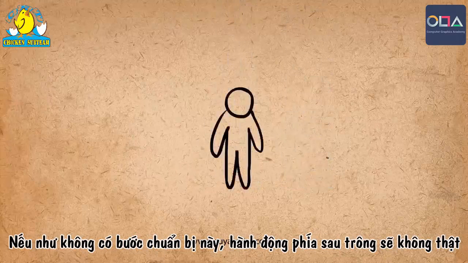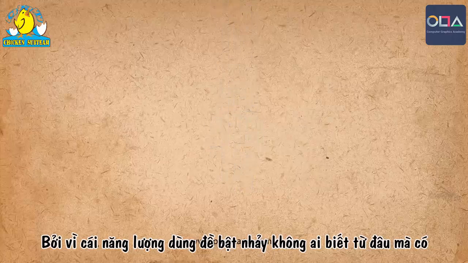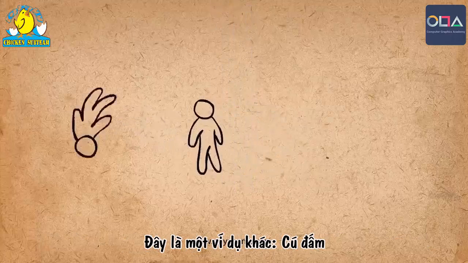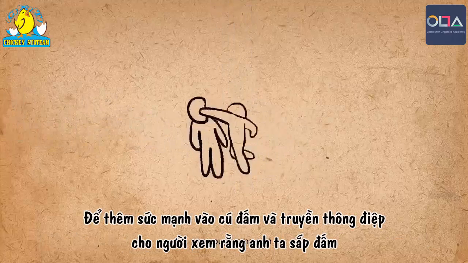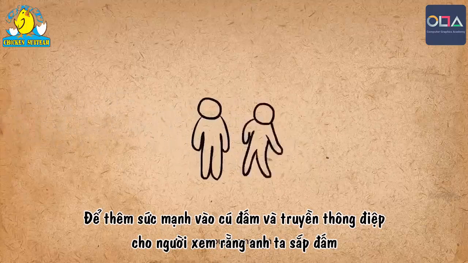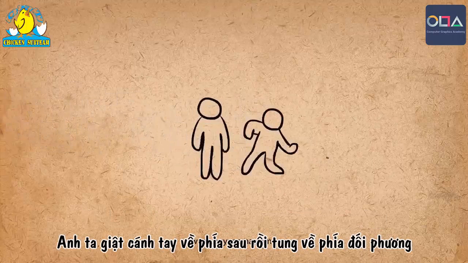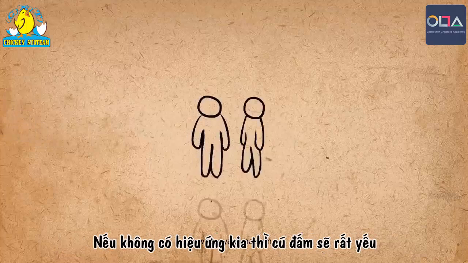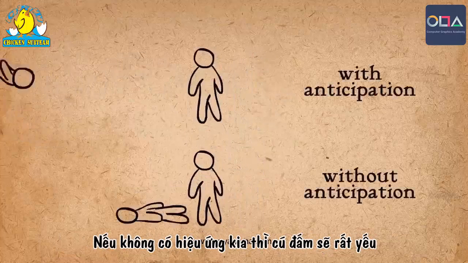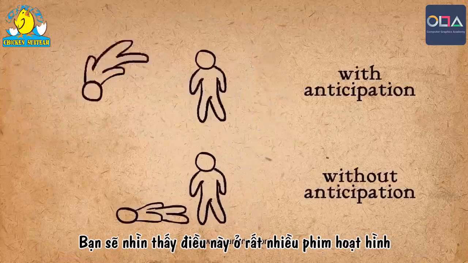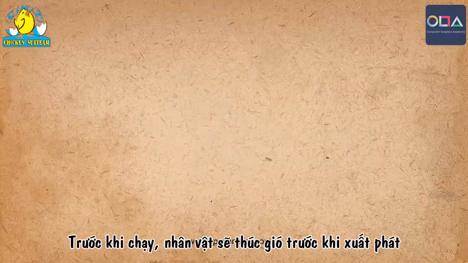Look at this character jumping without any anticipation. It looks very unrealistic because the energy to jump comes out of nowhere. Here's another example, a punch. To add power to the punch and communicate to the viewers that he is about to punch, he reaches his arm back and then punches. By contrast, having no anticipation results in a very weak punch. You'll see this in a lot of cartoons. Before running, a character will wind up before taking off.